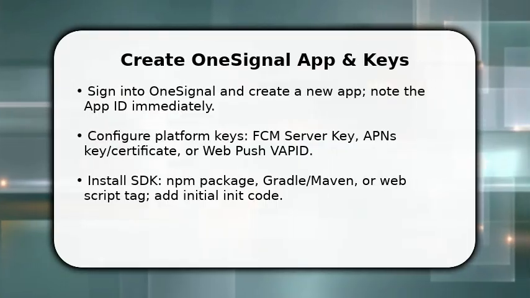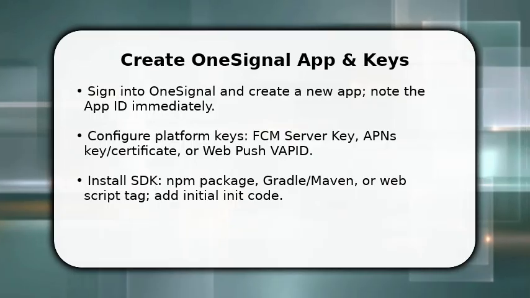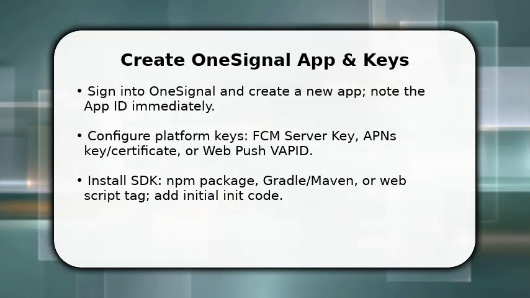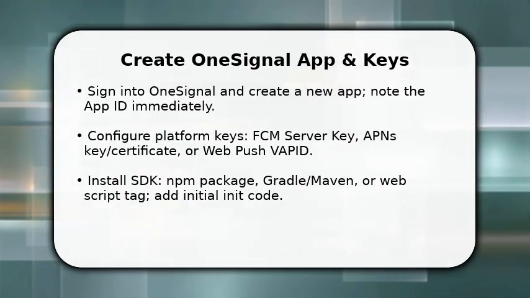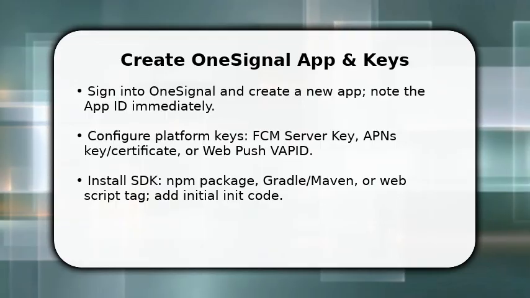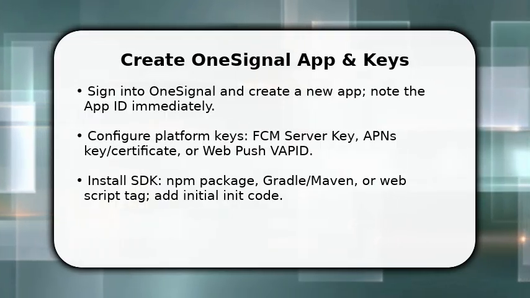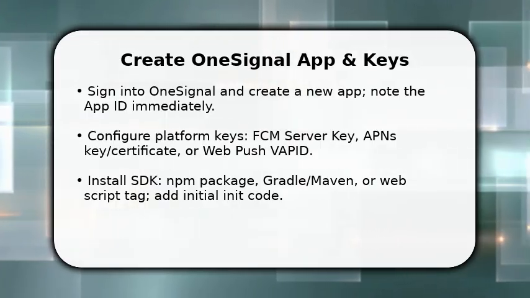You start by making the OneSignal app and grabbing the app ID. This ties notifications to your project. Once done, add platform credentials: FCM for Android, APNs for iOS, or VAPID keys for web, because delivery depends on those tokens.